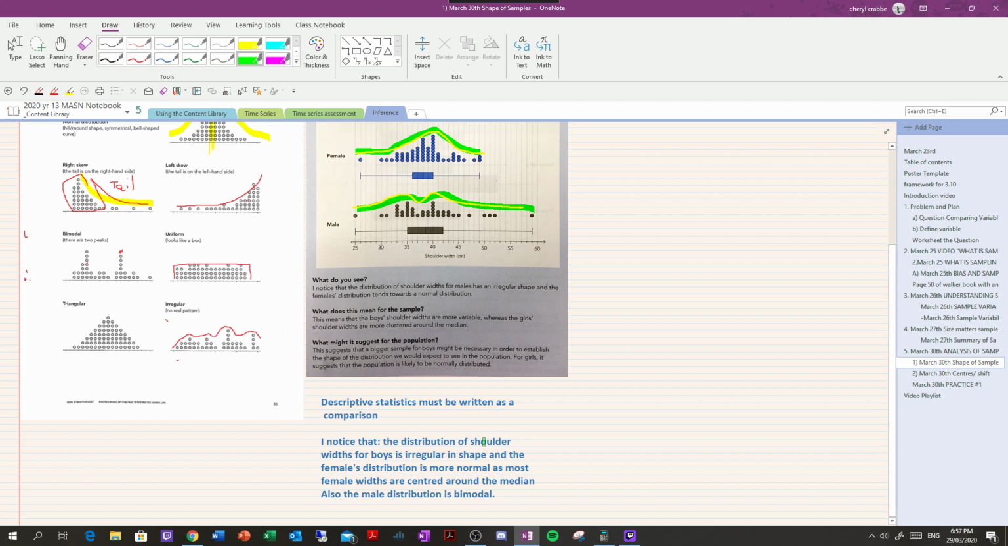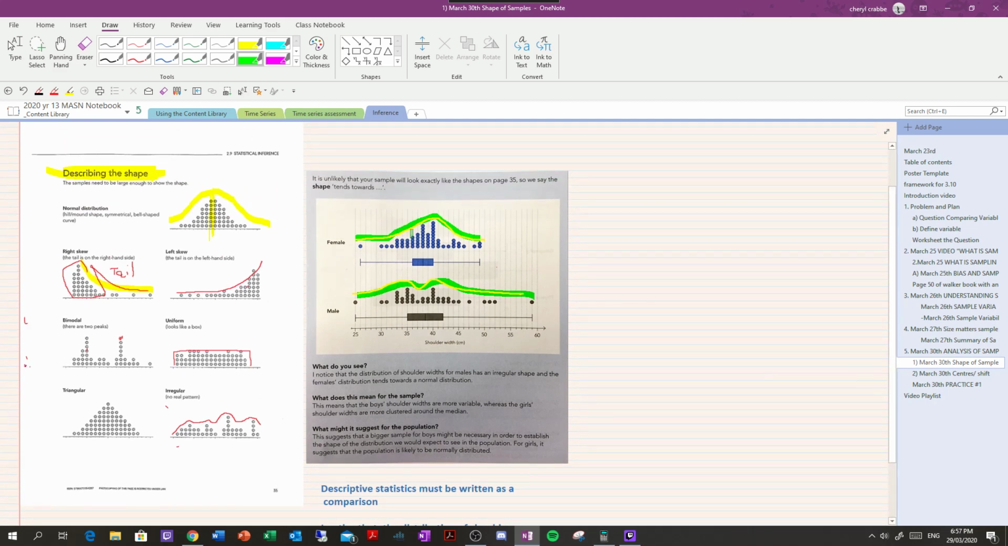For boys is irregular in shape, and the female's distribution is more normal, as most female widths are centered around the median. So we have fairly symmetrical data here, and it's reasonably normal, right? Reasonably normal. It's never going to be perfect, but it's quite symmetrical and clustered around in sort of the center area. So that's what we call normal, or you could say symmetrical.